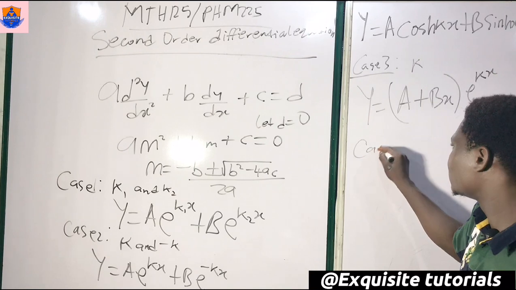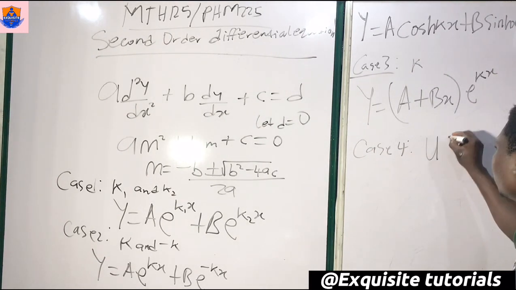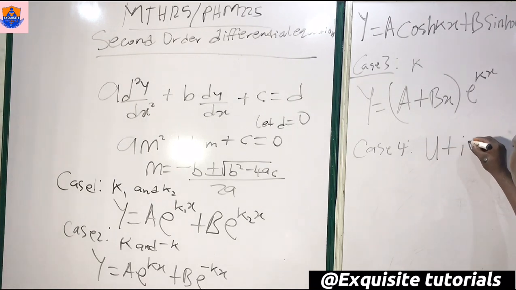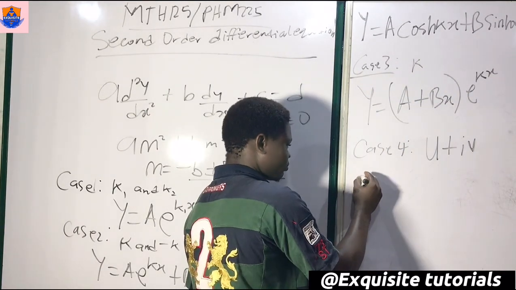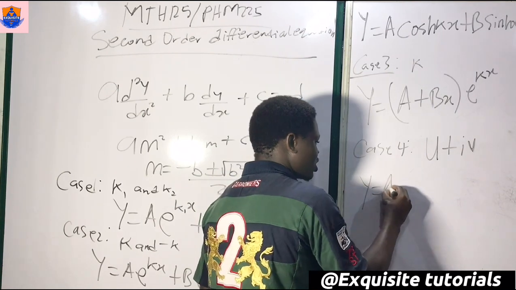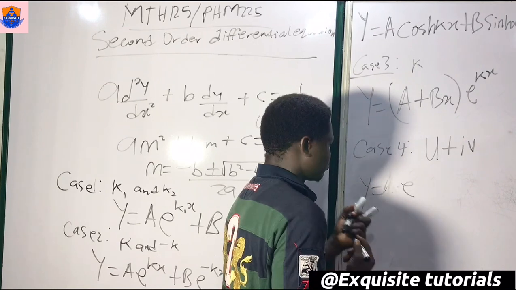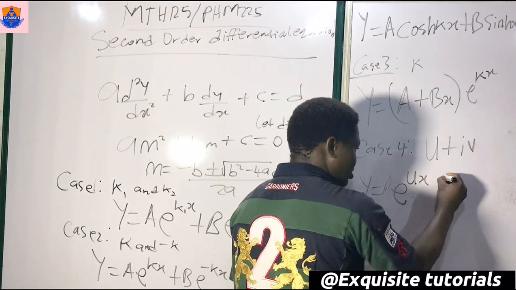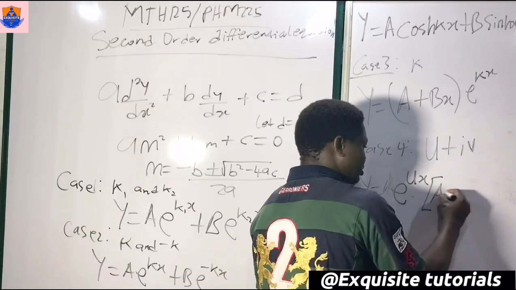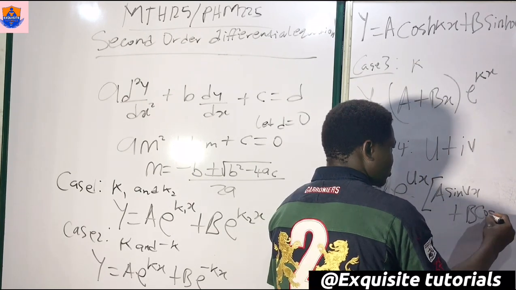Then the last case is if you get an imaginary value. Let's say you have u plus iv, where i is the square root of minus 1. You have an imaginary value. The solution to that differential equation will be exponential of the real part, ux, times the bracket a sine vx plus b cos vx.